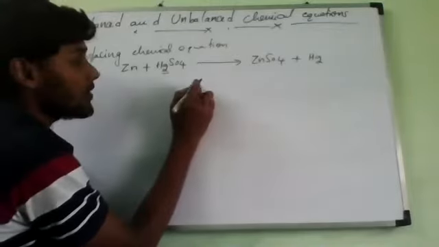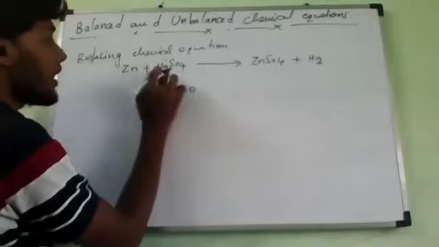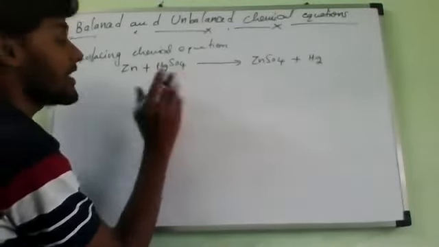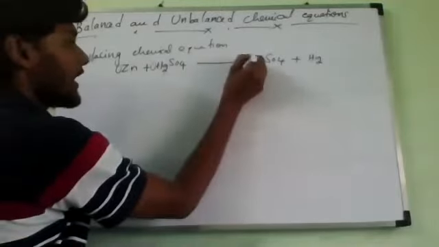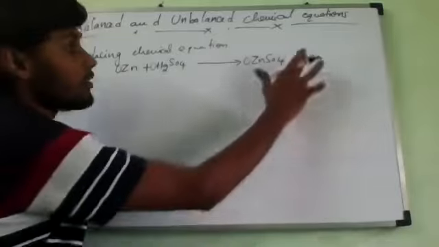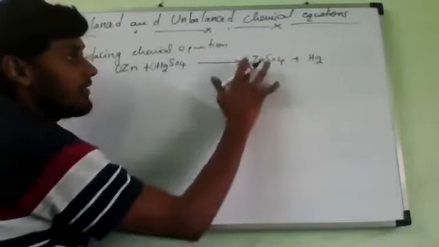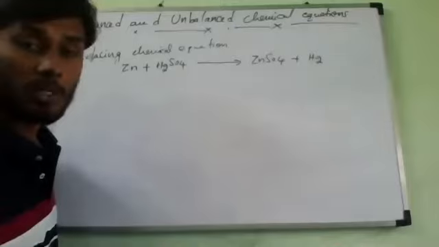We are not supposed to change this. Understand? The subscript. It is only possible to balance the equations by changing the coefficients. Coefficients means the number at the front. By keeping the lowest possible numbers, we can balance this equation. Even then, I am not saying that you can take like 30 zinc. Always it should come as the lowest possible numbers.